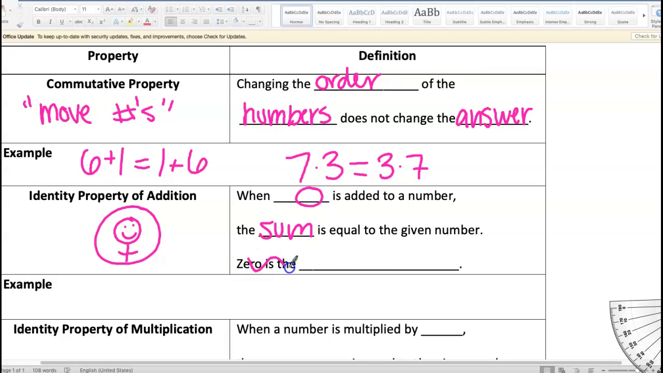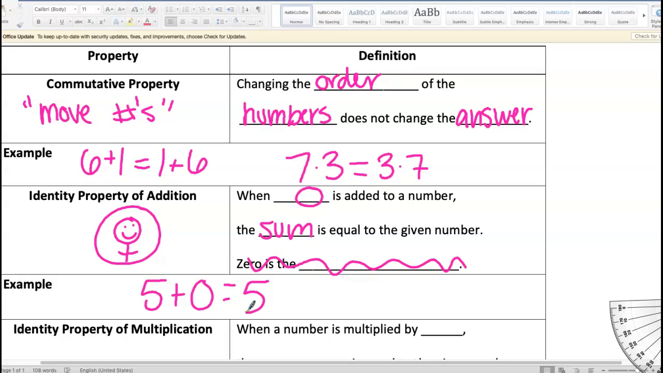And then you can cross off this line. I don't need it. Okay, so that means when I take 5 plus 0, what does that equal? 5. It didn't change its value. It's still 5. Questions on that?